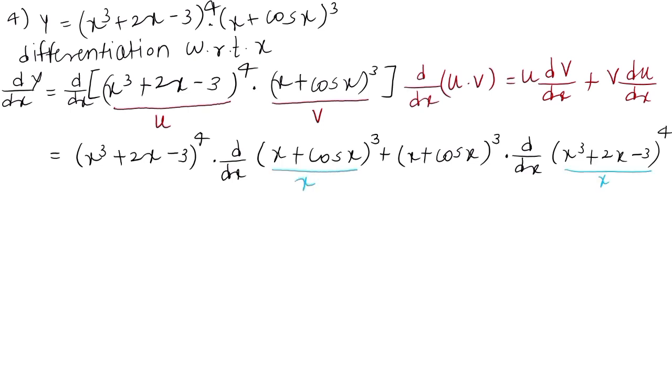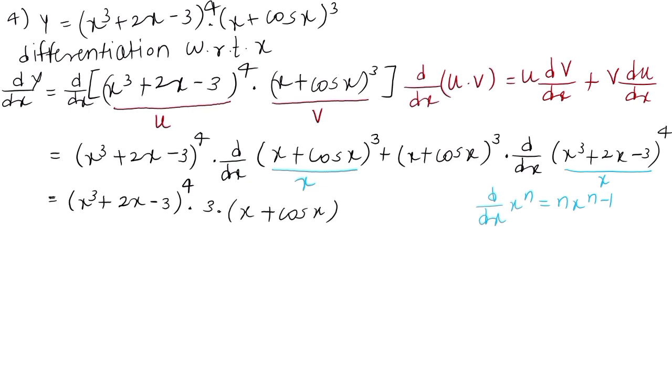We can take its differentiation with the help of the x raised to n formula, and differentiation of x raised to n is n x raised to n minus 1. First we will write this expression as it is, that is (x cube plus 2x minus 3) raised to 4 into differentiation of (x plus cos x) raised to 3 will be, here n is 3, so 3 into entire expression, that is (x plus cos x) raised to n minus 1, that is 3 minus 1. And now we need to take differentiation of the expression, that is x plus cos x.